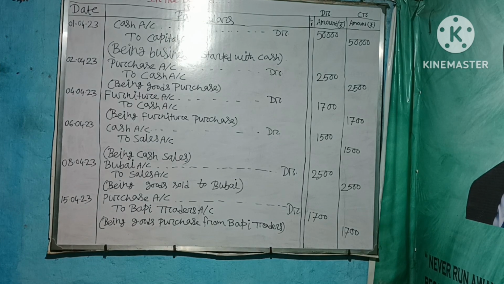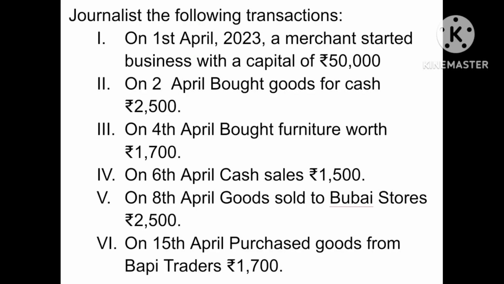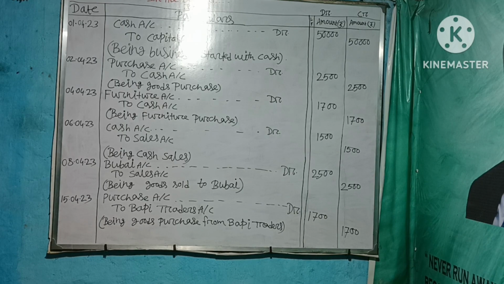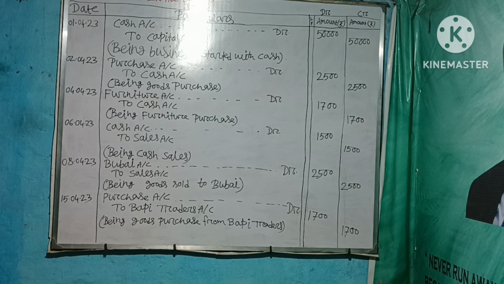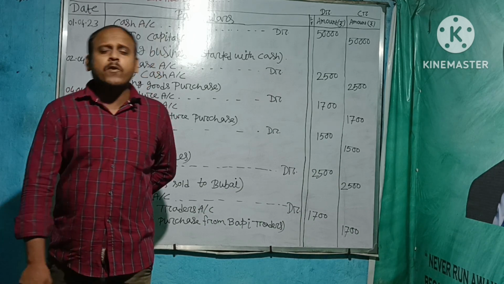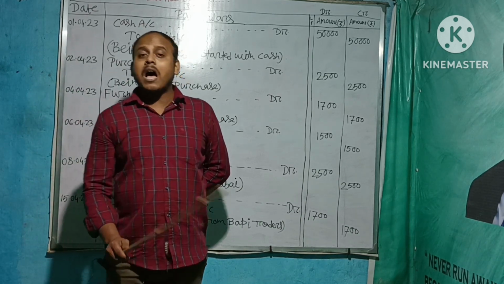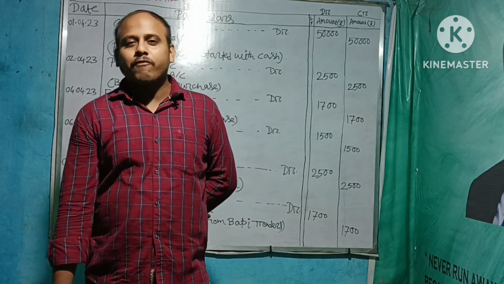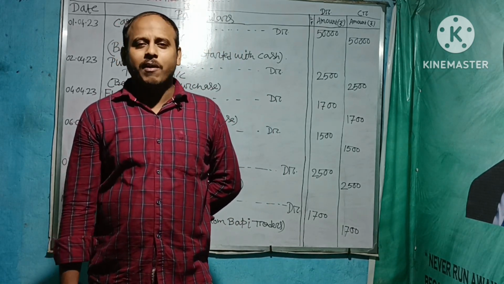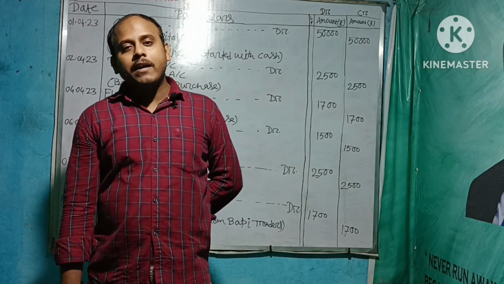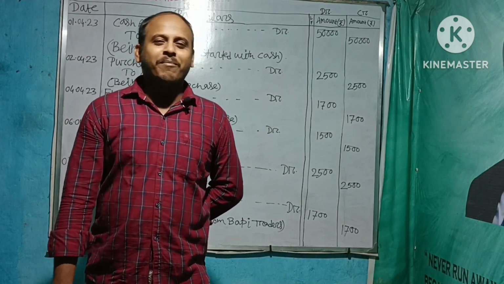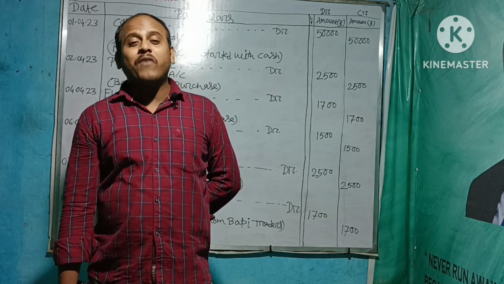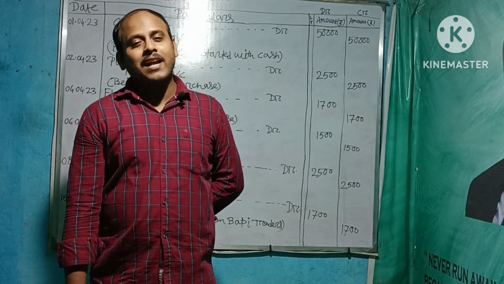Okay, come to the next entry. On 4th April, bought furniture worth rupees 1,700. If we buy any assets, not our goods, then we debit those assets, like furniture, machinery, any kind of asset. In our question we bought furniture, so the furniture account will be debited. When we buy furniture, whatever we pay is our cash.